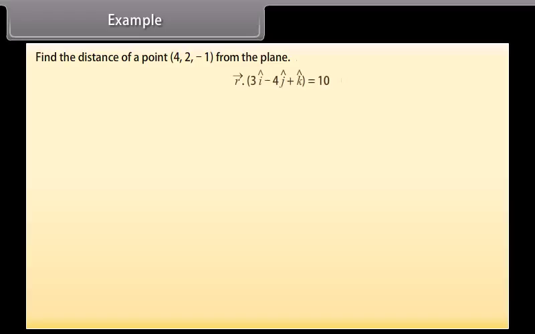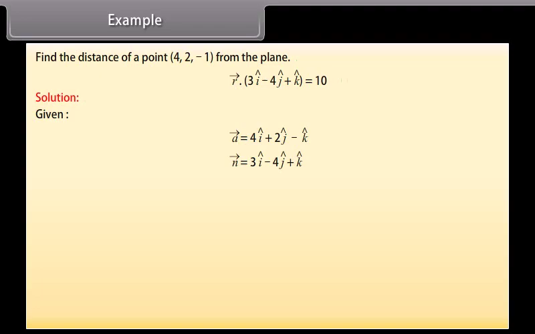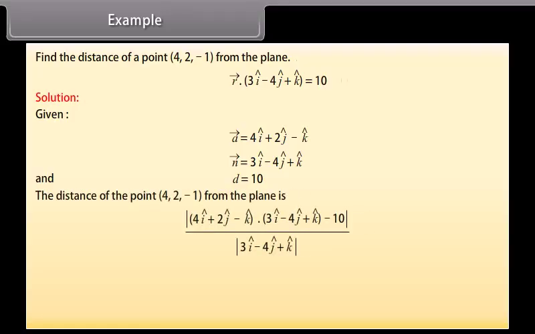Example. Find the distance of the point (4, 2, -1) from the plane. Solution. Given vector A equals 4i + 2j - k, vector n equals 3i - 4j + k, and d equals 10. The distance of the point (4, 2, -1) from the plane is equal to the modulus of (12 - 8 - 1 - 10) divided by the modulus of square root of (9 + 16 + 1), which equals 7 by square root of 26.